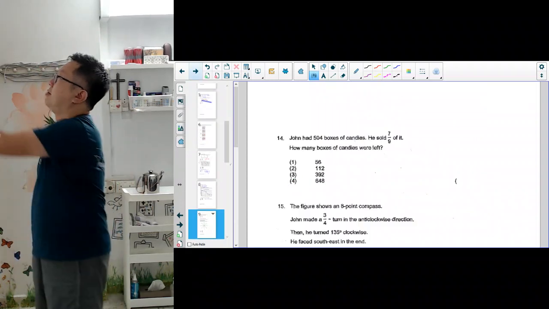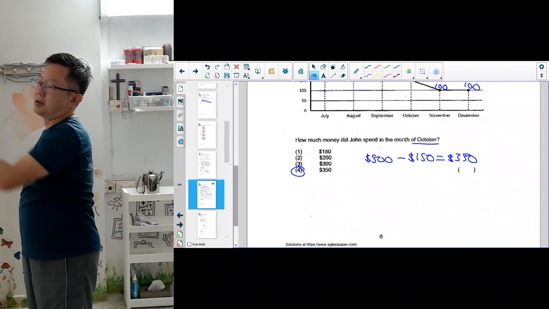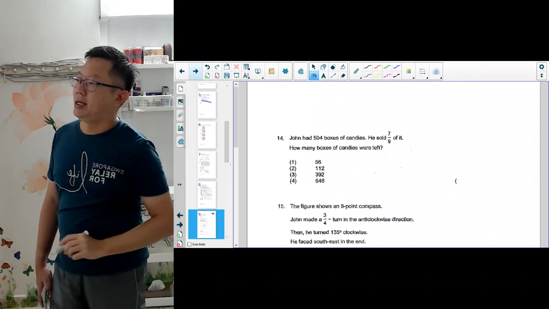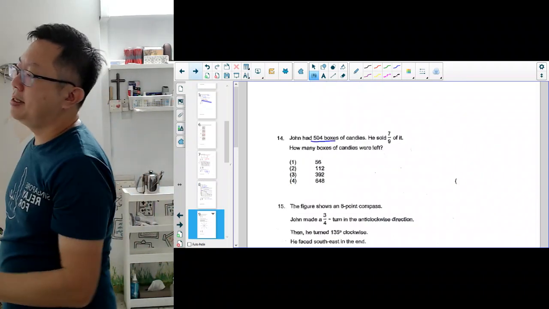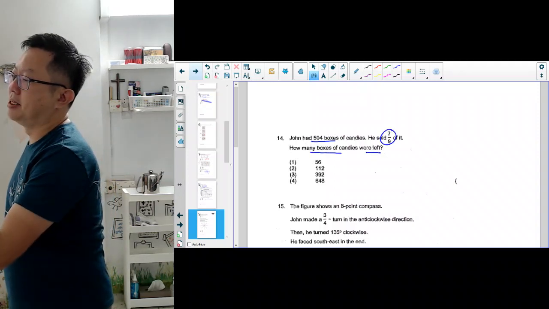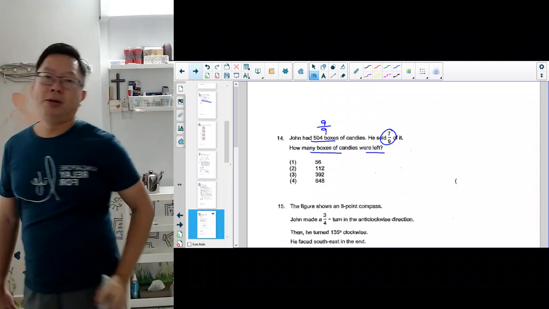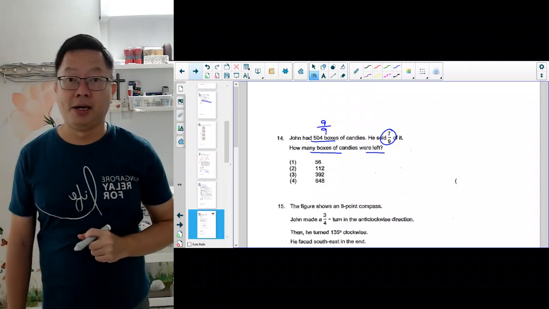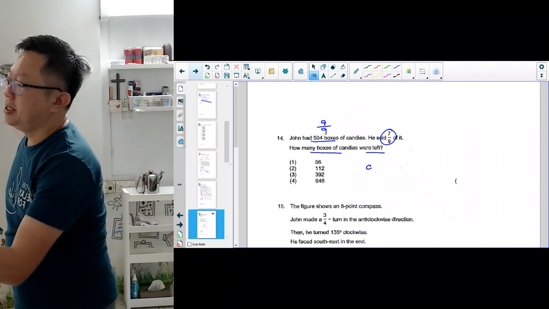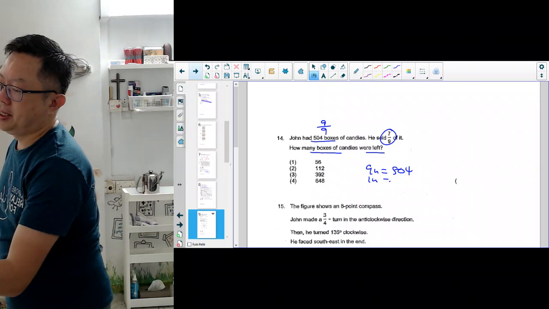Question number 14. Okay, let's double check. So we have done 13 already. So let's go to 14. So John had 504 boxes of candies. He sold 7/9 of them. How many boxes of candies were left? Okay, so 1 whole, right, 1 whole means all the boxes, which is 9 units. And if 9 units is equal to 504, then your 1 unit, you divide by 9.